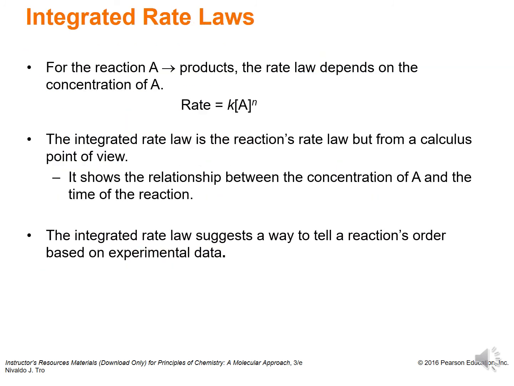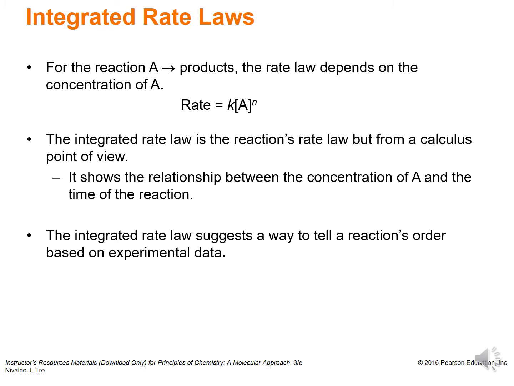All right, so we've covered a lot of ground. Our last topic for today will be the integrated rate laws. So for the reaction A goes to product, the rate law depends on the concentration of A. We've said that, again, assuming that we're anything but zero order, we would have some dependence on the concentration of A. An integrated rate law is a rate law, but it's from a calculus point of view, Calc 2 for those who know the term integration, right? It shows the relationship between the concentration of A and the time of the reaction, and so it suggests a way to tell a reaction's order based on experimental data in a different way than what we've done so far.